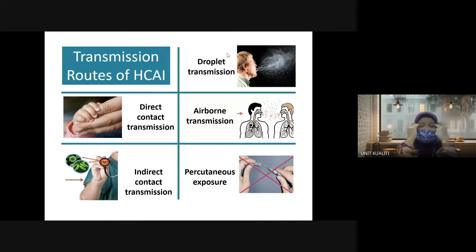SAI also can be transmitted through droplet transmission, airborne transmission, and also percutaneous exposure from our IV line, from our CVL, from our catheter. So we have to practice infection control practice, standard precaution, so that we can reduce the rate of infection, and it's possible to prevent it from happening.